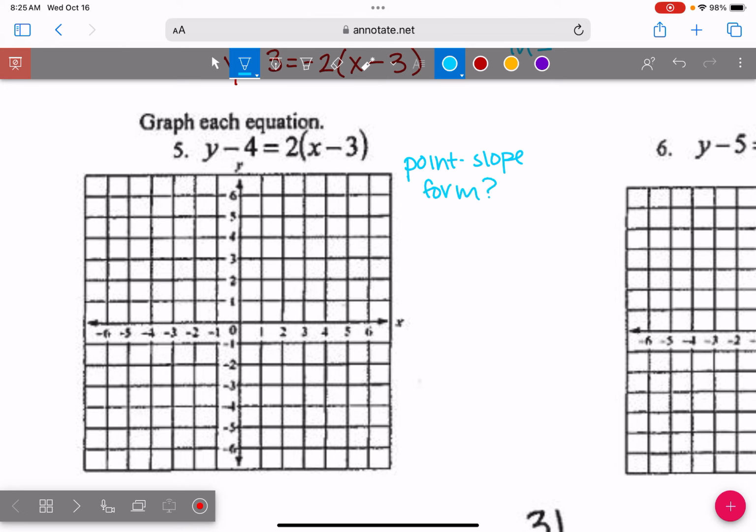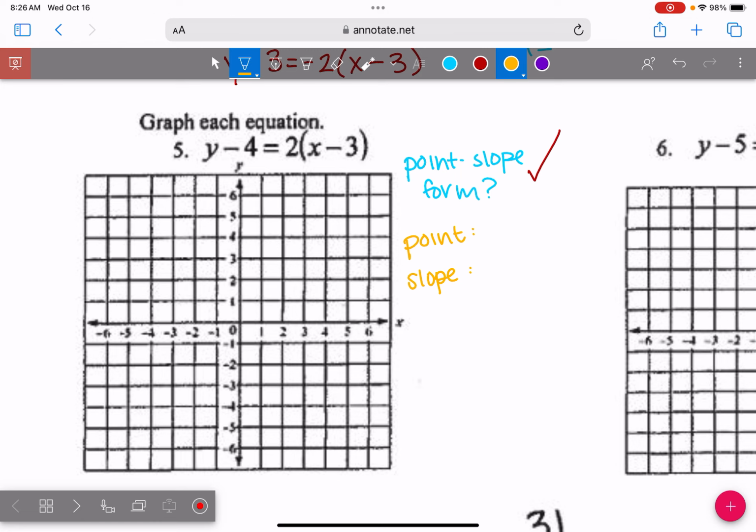So if I look at this equation, is it in point-slope form? Well, I see yes it is. I have y minus a number equals a number and then a set of parentheses with my x coming first. So yes, this is in point-slope form, which means I can move forward. Now, when it comes time to graph, we're going to identify the two important things that I keep talking about, a point and a slope.